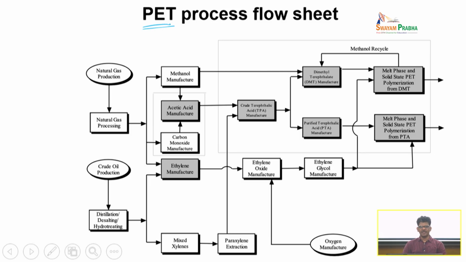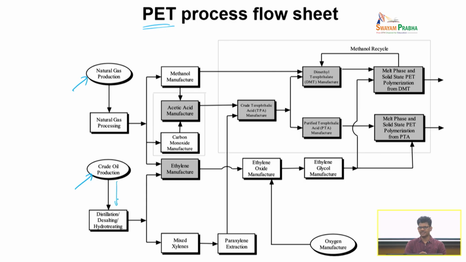Here we are talking about polyethylene terephthalate. I don't know if you're able to see from there. There are 2 important things that we need. One is crude oil, and the other one is natural gas. These are the 2 important raw materials. From crude oil, we basically do distillation, refining, cracking, and with that we create ethylene, and also mixed xylenes. Xylene, as you know, is basically a molecule like this.